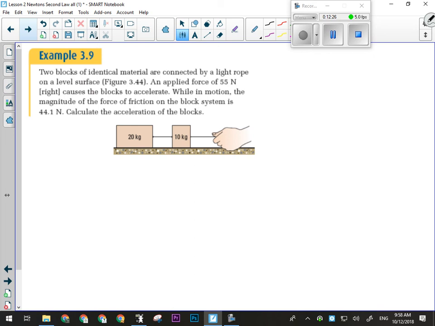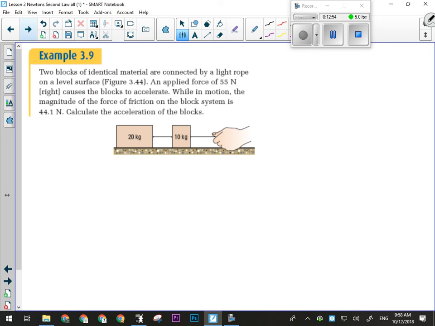This is where we need to talk about objects versus systems. If you have an elevator question that doesn't have anybody in it, so it's just an elevator going up and down, there's no occupants, that's just an object. We're only talking about the elevator. In this question here, I have a 20 kilogram block and a 10 kilogram block. I have 2 objects and they're connected. Hence they are a system.